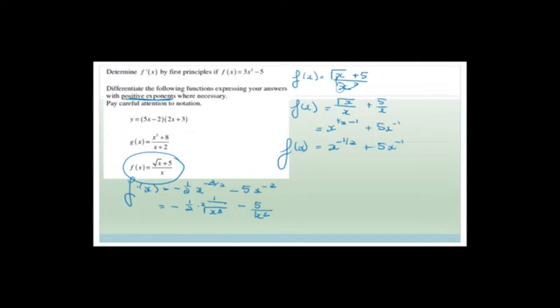Guys, if you don't like writing it like that, you're welcome to write it as just 3 over 2. That's not a problem. Okay, and I personally would make this neater. I'd go minus 1 over 2 square root x cubed minus 5 over x squared. I would just make it a little bit neater. Right, so that's that question. Okay, that was quite nice.